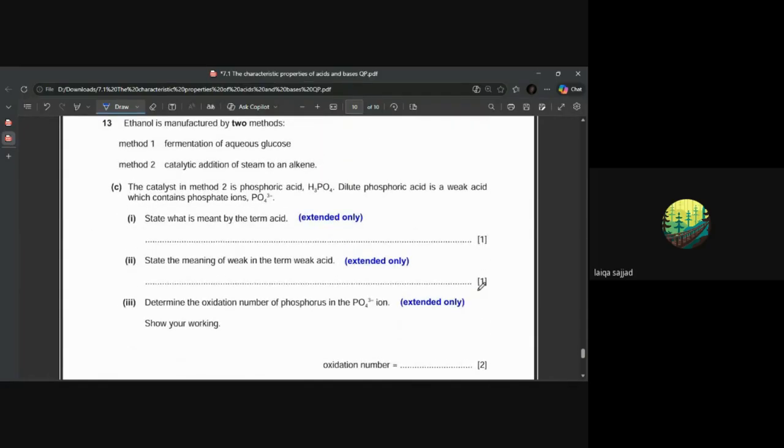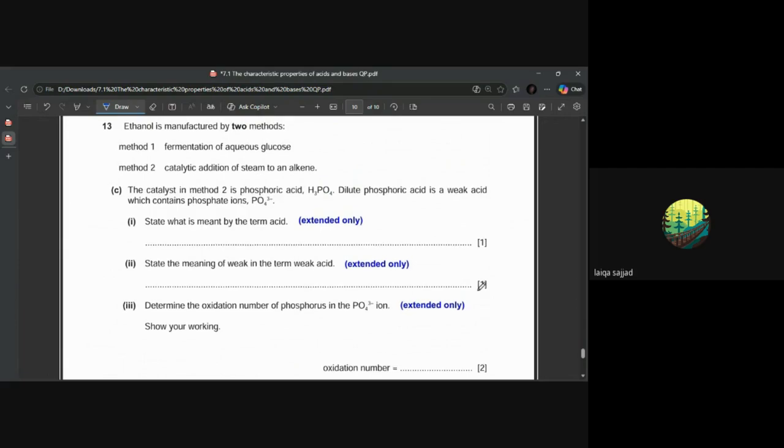Then we are given that ethanol is manufactured by two methods. Method one is the fermentation of aqueous glucose, and method two is catalytic addition of steam to an alkene. The catalyst in method 2 is phosphoric acid. Dilute phosphoric acid is a weak acid which contains phosphate ions. So what is meant by the term acid?